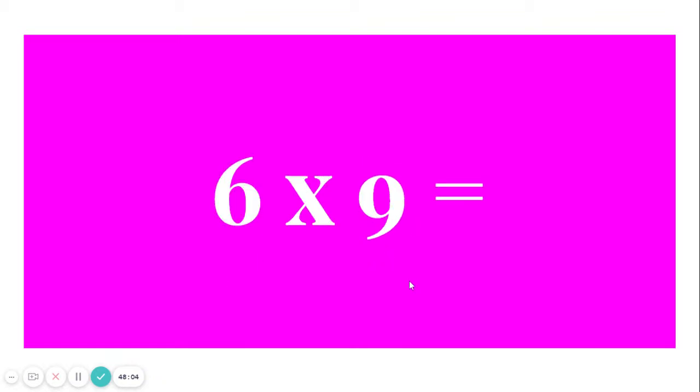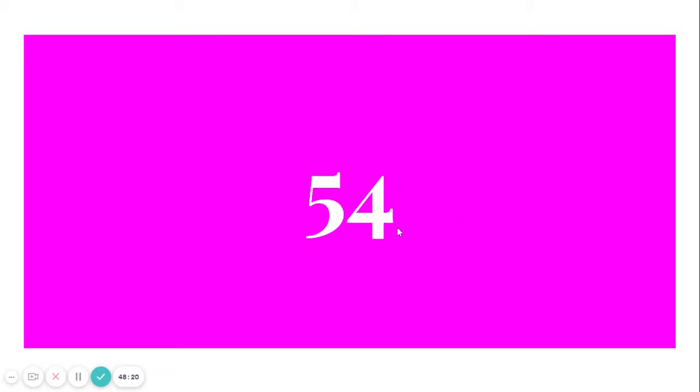6 times 9, flip it around to a 9 times 6. Are you holding down your 6th finger? That's going to be your thumb on your right hand. 5 are on your left side, 4 on the right side. 6 times 9 is 54.